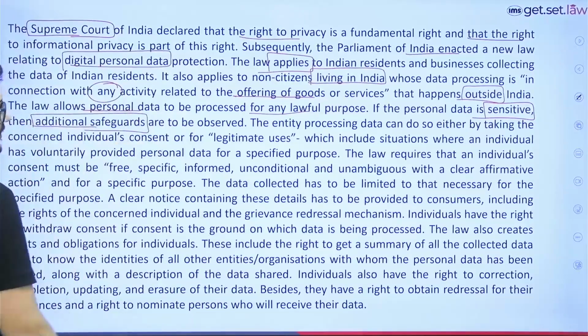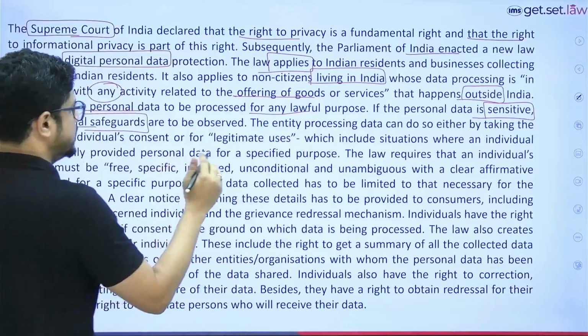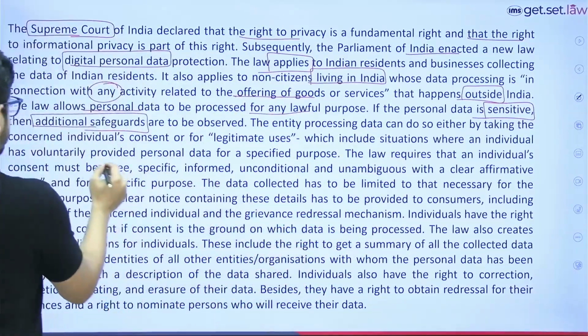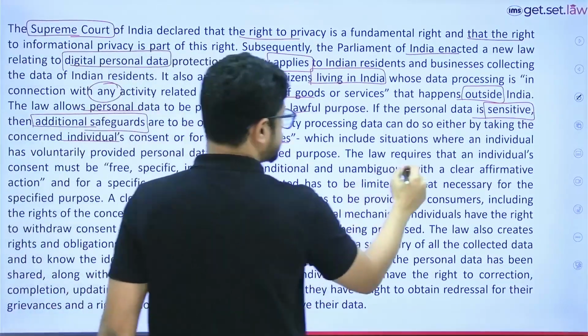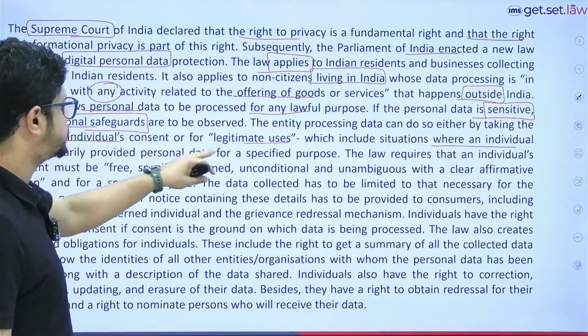This is again important. That is why I am putting up boxes; I am not completely underlining it. The entity processing data can do so either by taking the concerned individual's consent or for legitimate uses, which includes situations where an individual has voluntarily provided personal data for specified purposes.